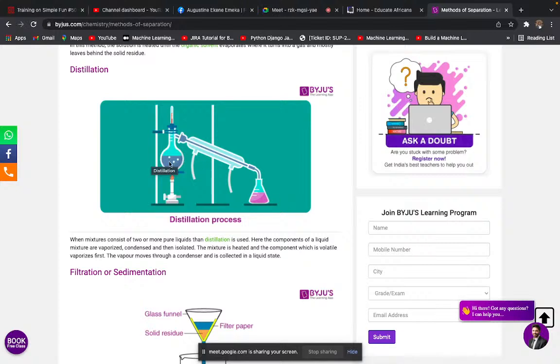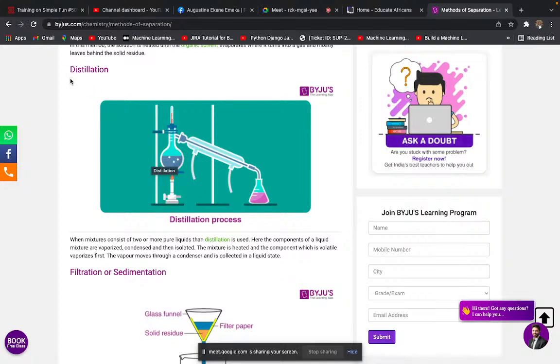Whereas the one with higher boiling point will remain inside this very big one. So all the ones with lower boiling point, they go out. You collect them here. The ones with a higher boiling point stay back, so you can have that separation done. So this is done for miscible liquid.